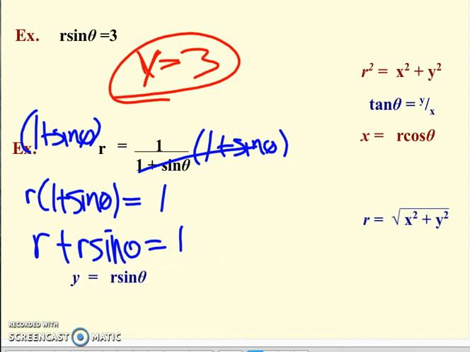I see a y in there, so that's good. But how do I deal with the other r? That's kind of the other question. And the 1. And remember, what we're trying to do is go from polar to rectangular, so we need an xy equation. But I'm going to at least start with the idea that I can replace this with a y.